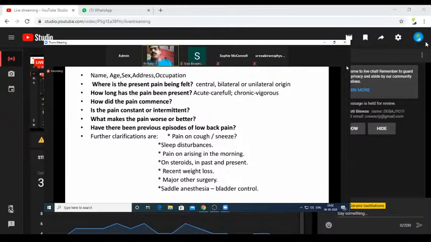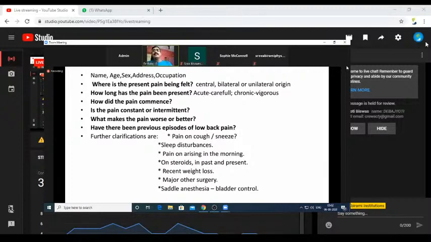Any recent weight loss? It may be a clue in a patient who has a spine problem, such as TB spine, but the patient is not known and has not been tested. The patient gives some kind of clue, a recent weight loss, so we can suspect. Then we can ask the patient to go for medical clarification.